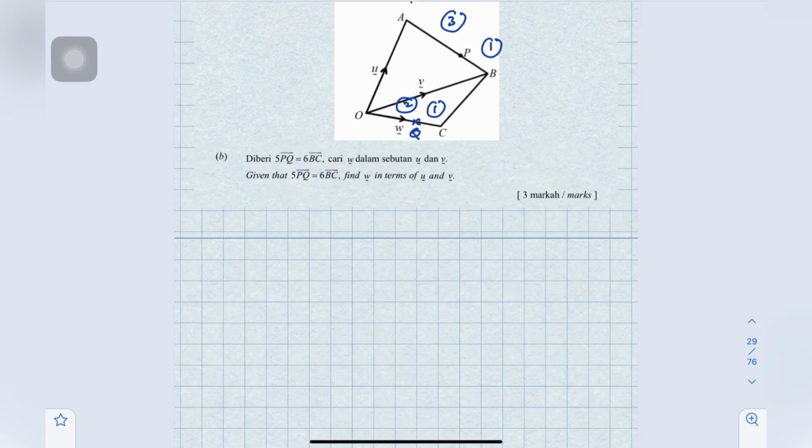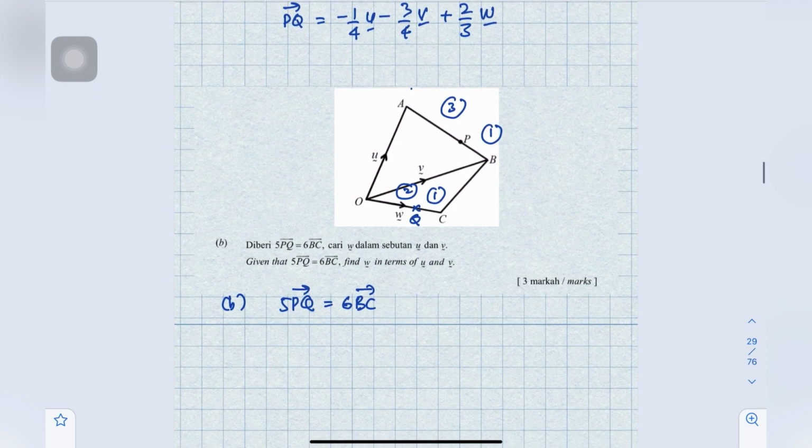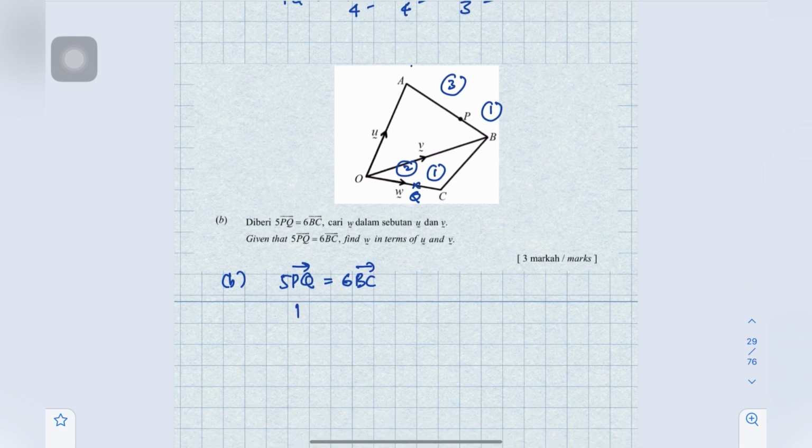2/3W. B, given that 5 vector PQ equals to 6 vector BC. Find W in terms of U and V. So B, we have 5 PQ equals to 6 BC. Okay, so now we have vector PQ and BC, and previously from question A we already have vector PQ. So maybe we need to find another vector PQ so then we can compare. So PQ equals to 6/5 BC.